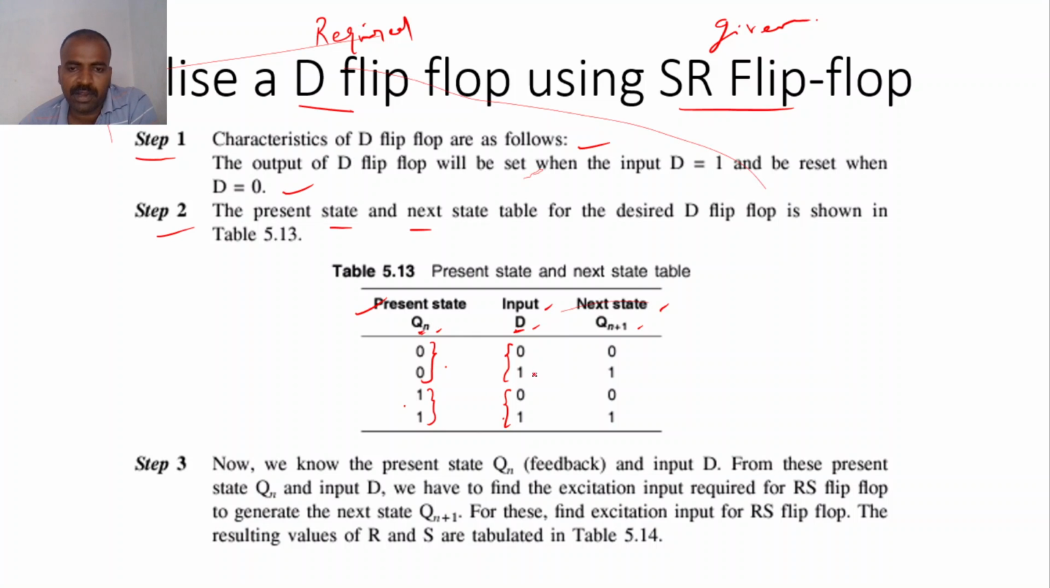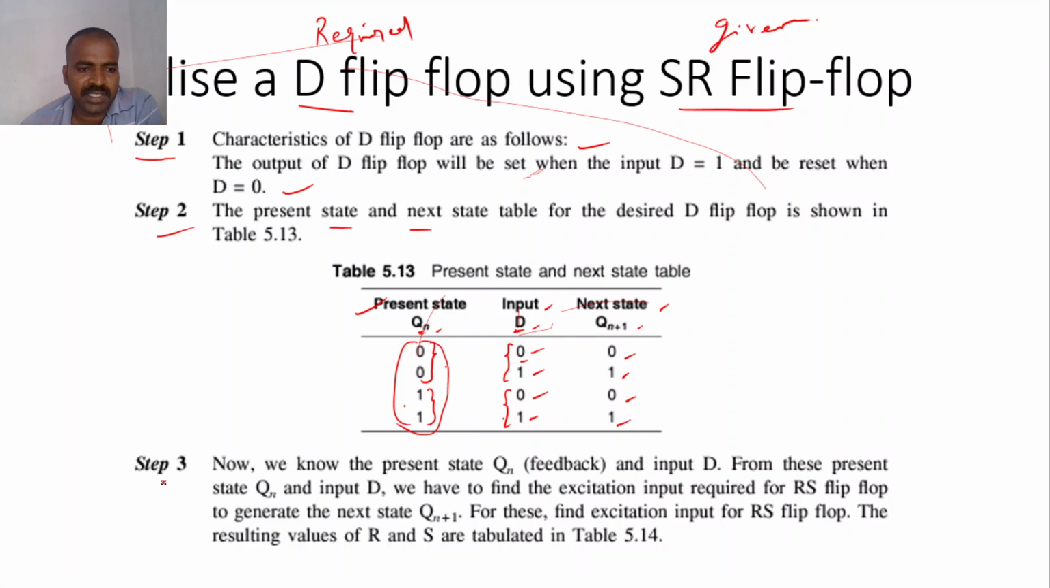Now, as per the D flip-flop truth table, we need to fill in the next state column. The input is D. Don't bother about the present state; in a D flip-flop, whatever the present state value, just look at the input. That input will go to the output. So 0, 0, 1, 1 for the next state. There is no use of the present state here. Now we have written the present state and next state table for the required flip-flop.